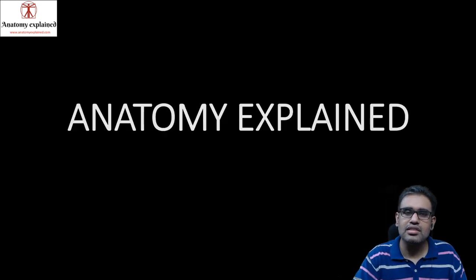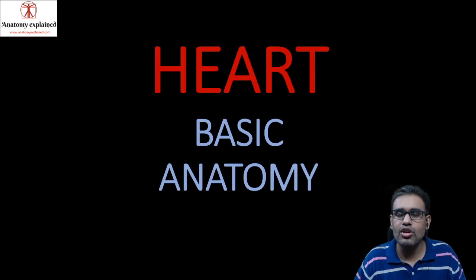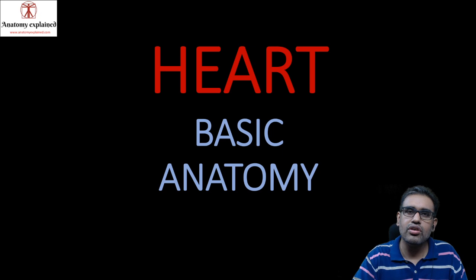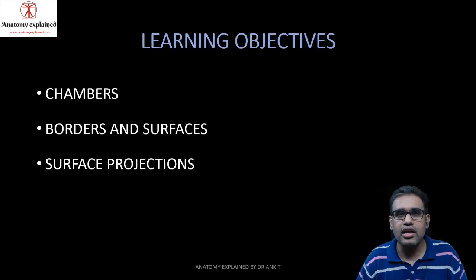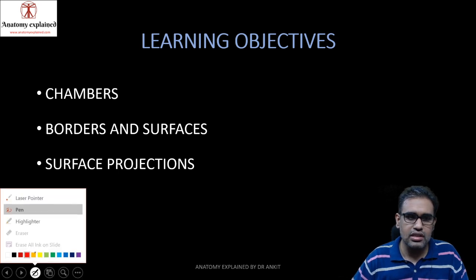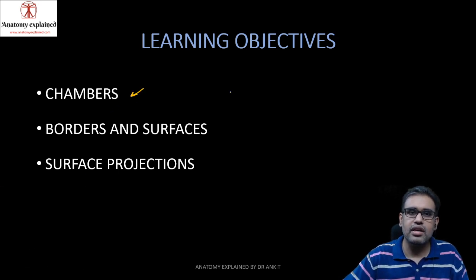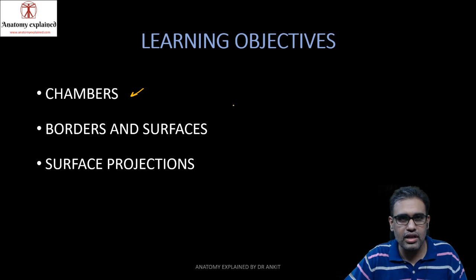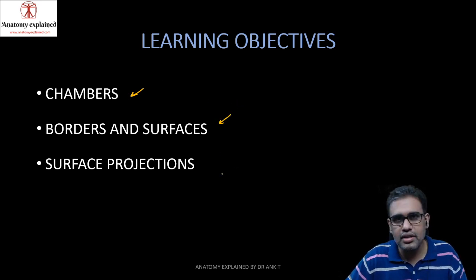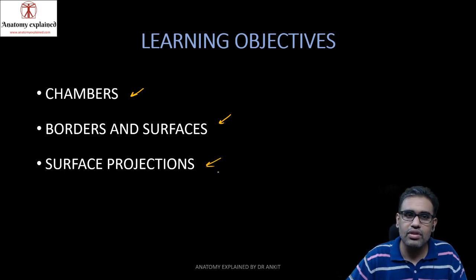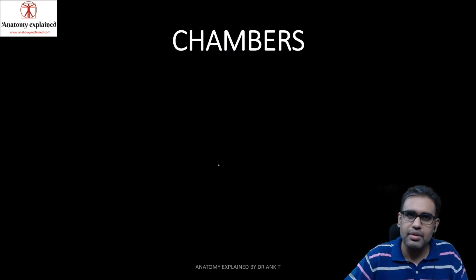The topic for today is the basic anatomy of the heart. So how are we going to proceed? We have divided this into a few learning objectives. First, we'll understand the chambers of the heart and where they are located. Then we'll go to the borders and surfaces of the heart, and then how those borders and surfaces are present on the surface of the body, with the topic of surface projections. So let us first understand the chambers of the heart.